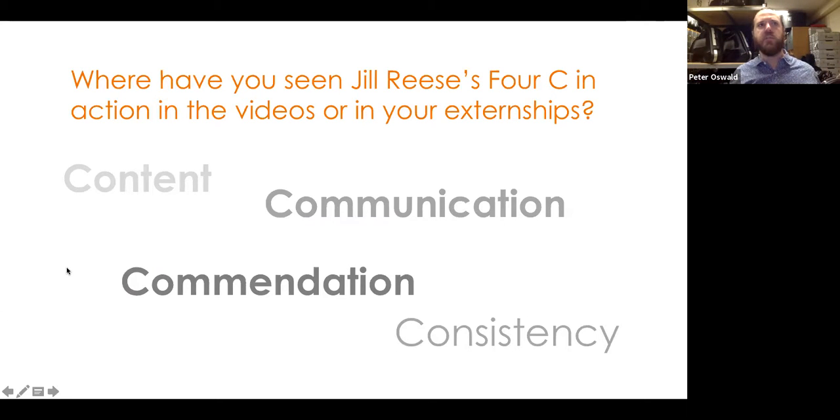Content generally refers to presenting things that students are going to be interested in, planning your lessons in a way that will engage students and give them something to focus on. When we present things that students aren't interested in or that doesn't engage them, they're more likely to be distracted and to maybe not contribute to the learning in the classroom.